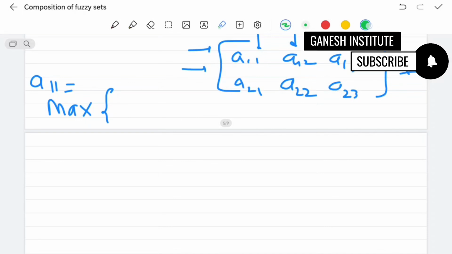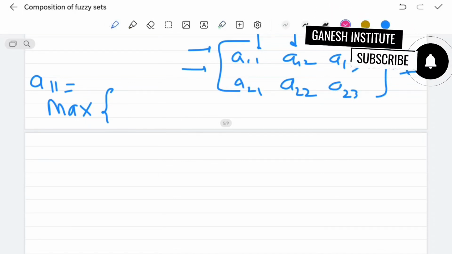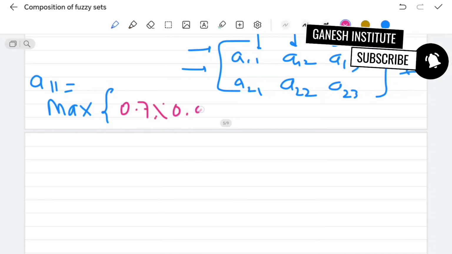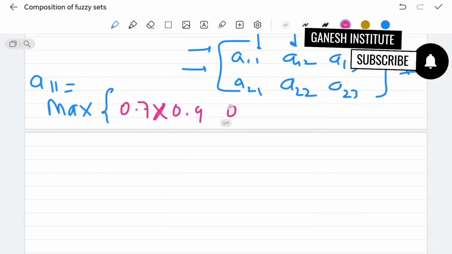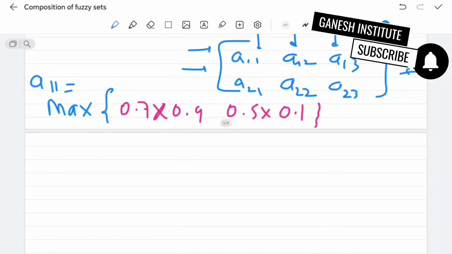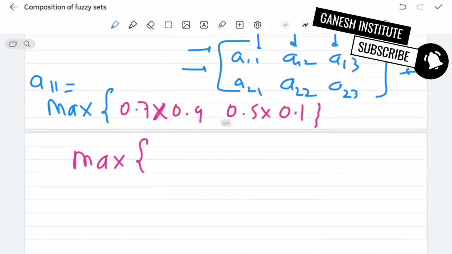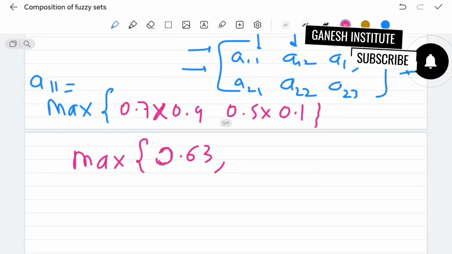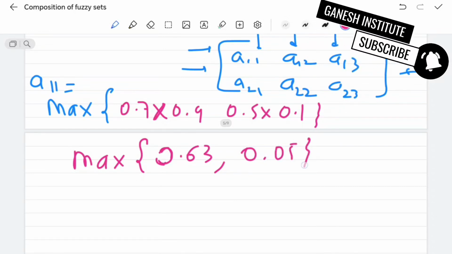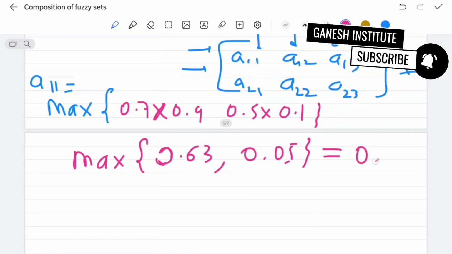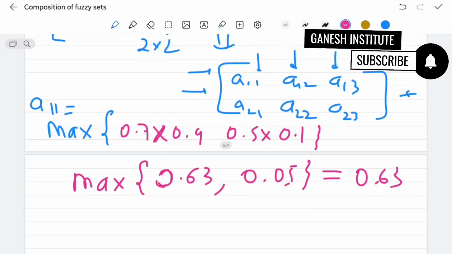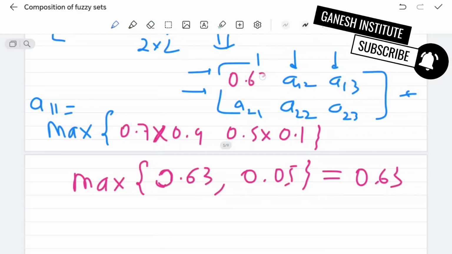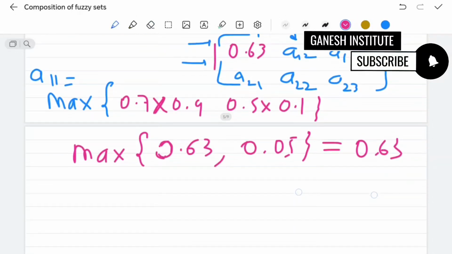So do the product here. What is the product? 0.7 and 0.9, then 0.5 and 0.1. So that means maximum of what? 9 sevens are 63, so 0.63, and this is 0.05. So tell me, what's the maxima out of these two? 0.63. So I'll write here in the matrix when you finalize the answer, 0.63. Similarly, you can find the rest of all, right?